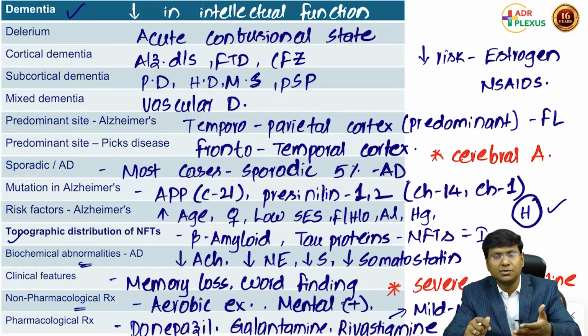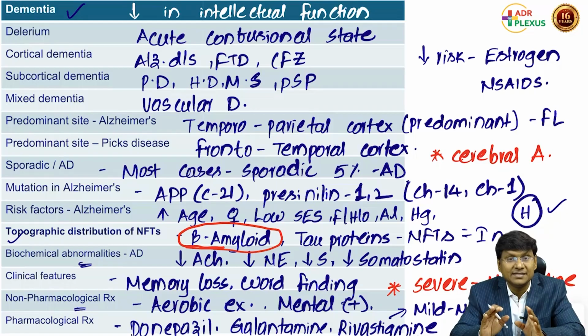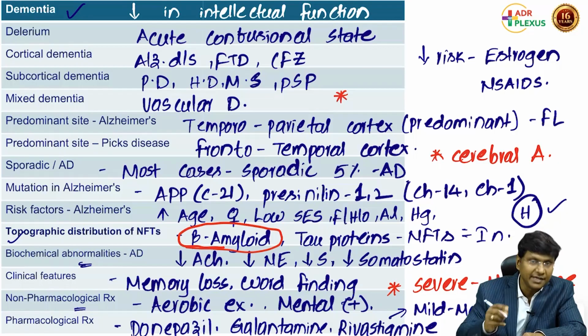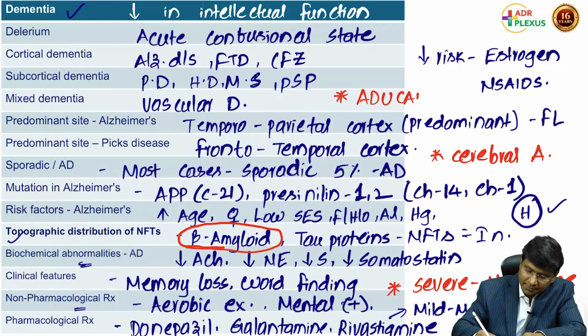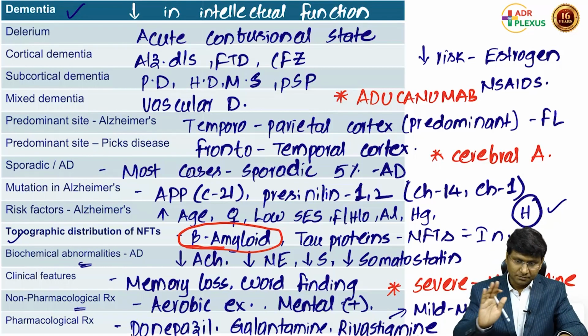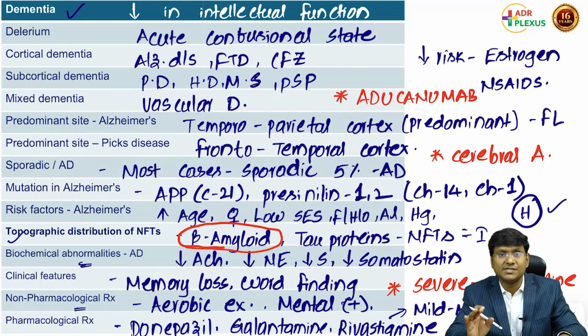And we have a new molecule which is directed mainly against the aggregated beta amyloid. What is that particular drug? It is a monoclonal antibody, an antibody directed against the aggregated beta amyloid. The example of that drug is aducanumab, right? So aducanumab is the drug that is directed against the aggregated beta amyloid. So this is about dementia, and a very important form of dementia that we have discussed is Alzheimer's.